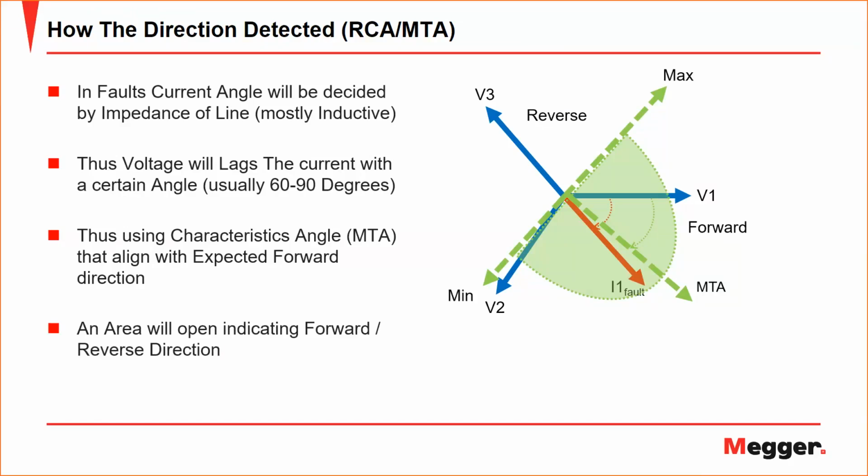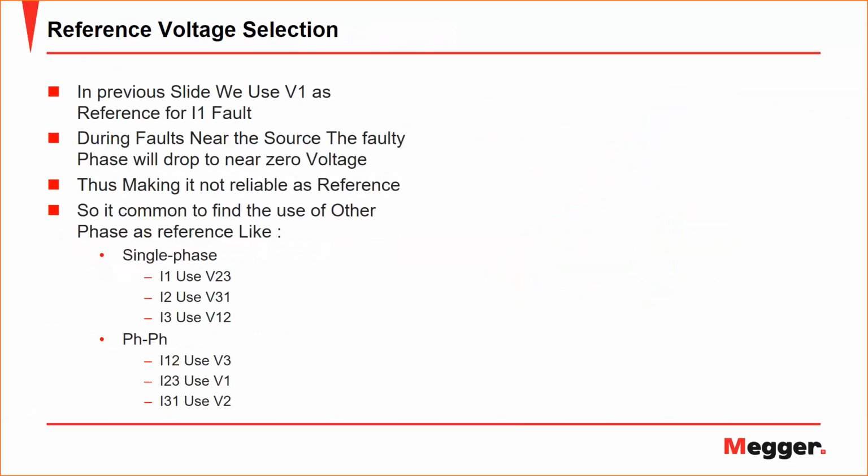Now, this angle depends on my reference voltage, because whenever I talk about angles, I have to have a reference. It is not recommended to use the same faulty voltage input as your reference, because if a fault happens, let's say a single phase fault, my voltage will start to drop. If that fault is exactly near the VT itself, the voltage will be almost zero. So I cannot get reliable values, thus I can't get a reliable angle from it. That's why it is always recommended to use a different reference for the faulty phases.